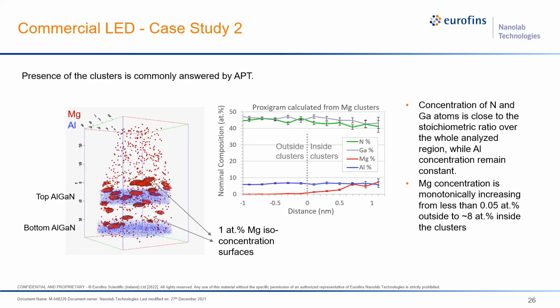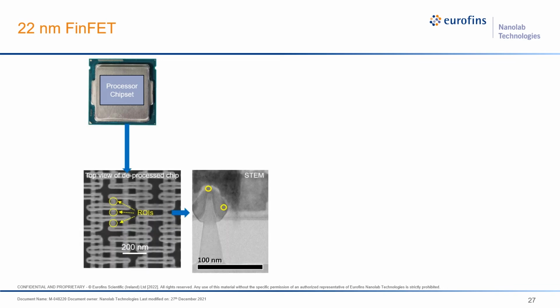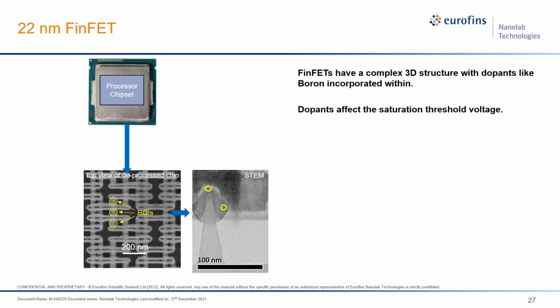So now let's look at another example. In a separate case, we will look at 22 nanometer FinFET devices. FinFETs are basically the building blocks that go into the processors that run our phones, laptops, and all of our electronic devices. These FinFETs are complex three-dimensional structures, as can be seen here with multiple layers and multiple interfaces. You can see that both in the top view as well as in a cross-section view using the STEM image. Now, these structures also have dopants like boron incorporated into them, which affect very specific electronic properties.